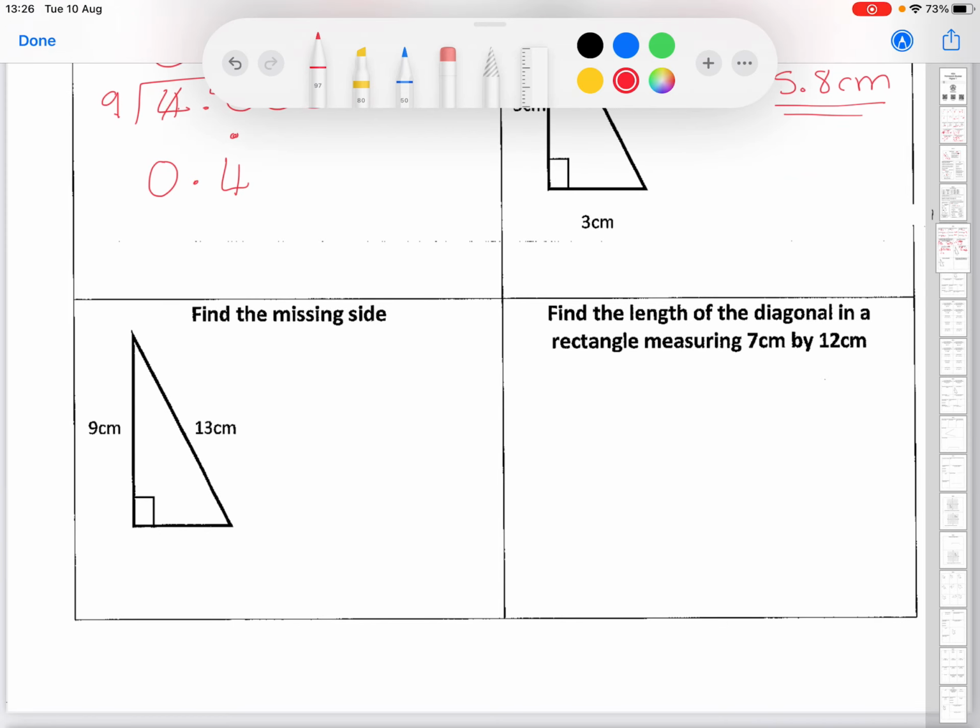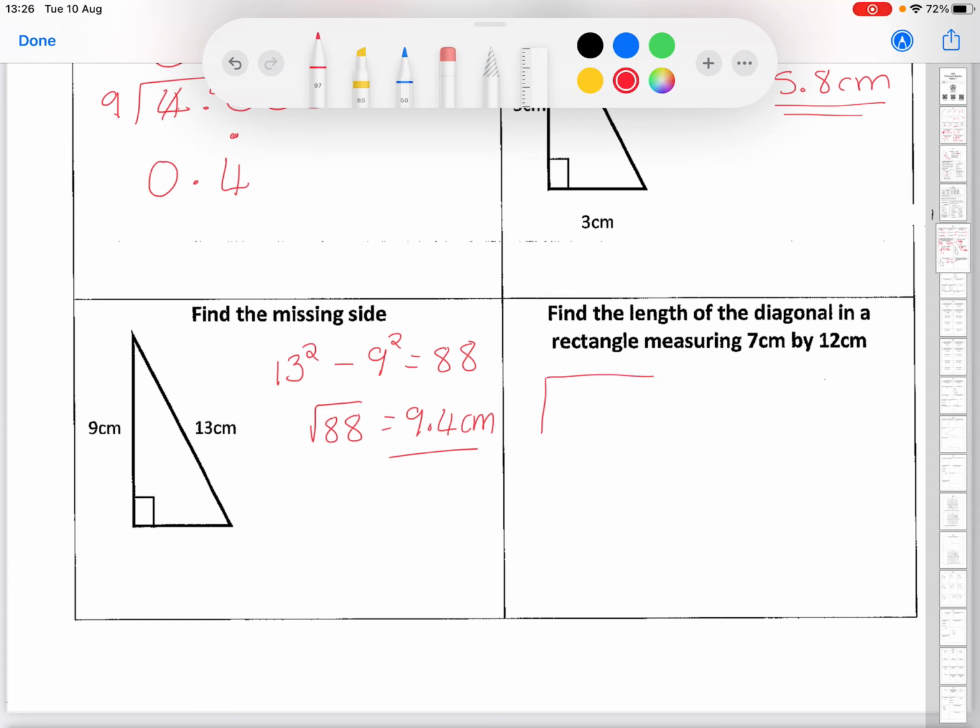Next one, we've got our hypotenuse. So if you've got it, then you need to subtract. So it's always going to be your hypotenuse subtract your other side, because otherwise you're going to have a negative, and we can't have negative lengths. So we've got 13 squared, subtract 9 squared, which is 88. Then we need to do the square root of 88 to get 9.4 centimeters. So we square them, in this case we subtract, and then square root.